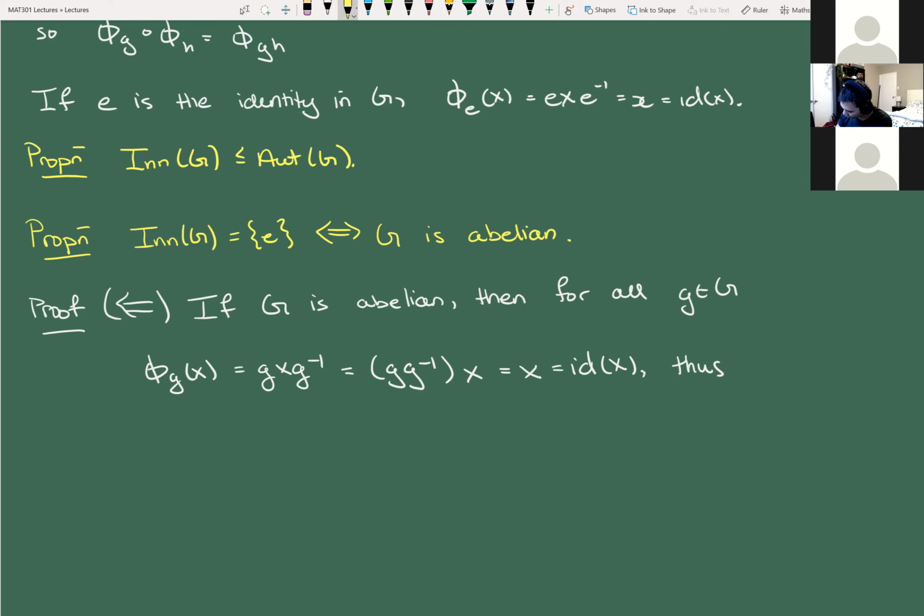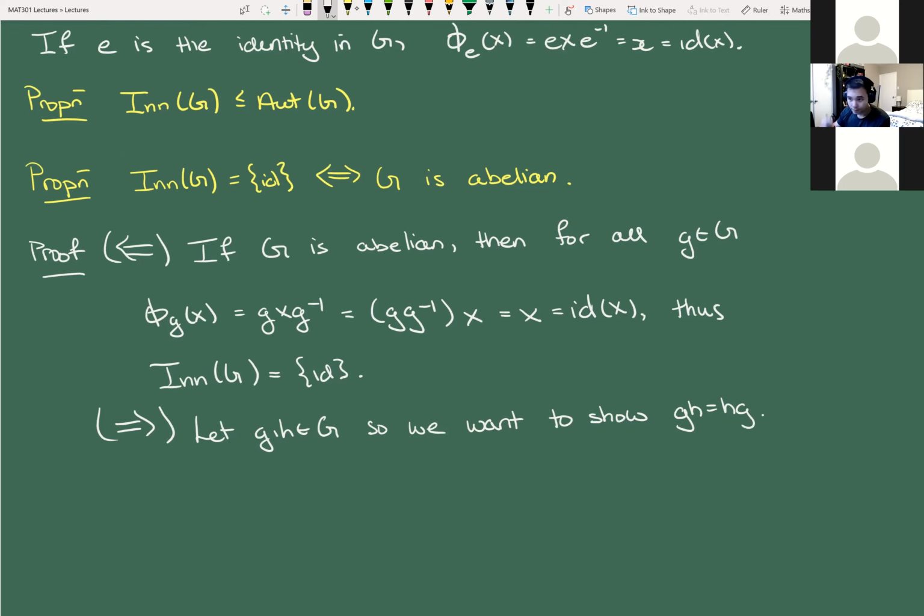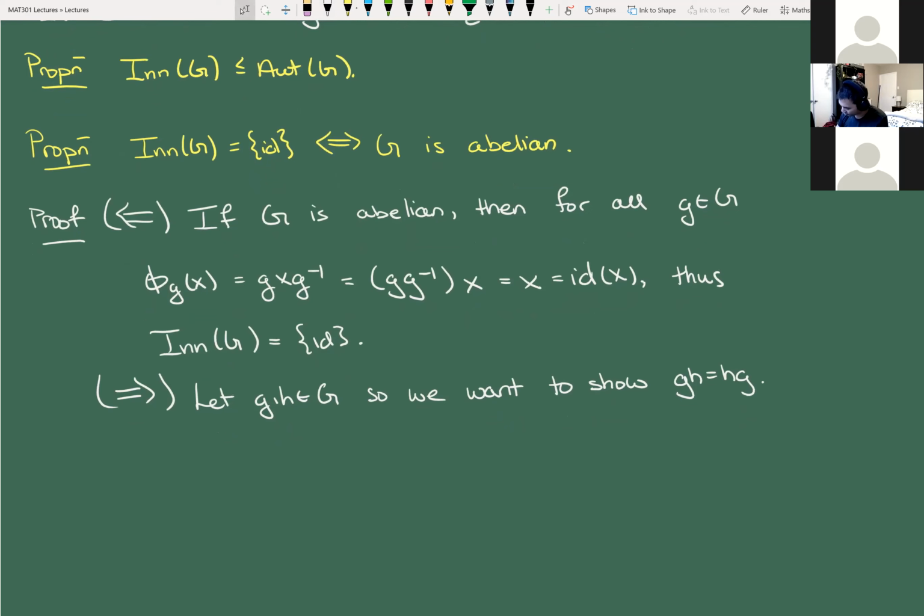I guess up here, instead of writing e, we know what e means, but I've said the identity there is the identity map. So thus everything is the identity. And the other direction you can imagine is not so much worse. So let g and h be elements of big G, and we want to show gh is equal to hg. The natural way to do this is to just take the conjugation map and act it on h.